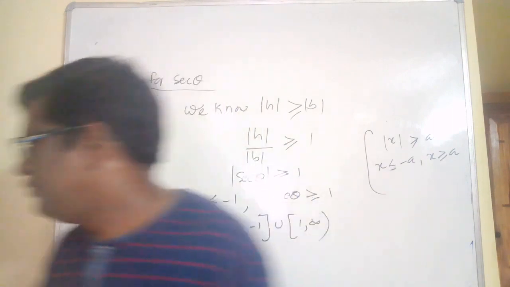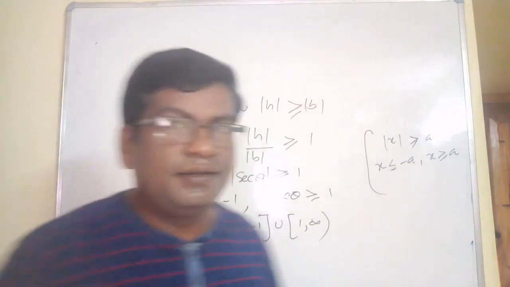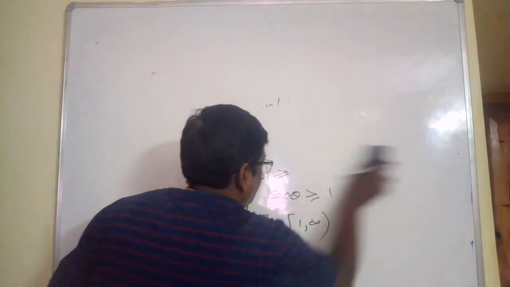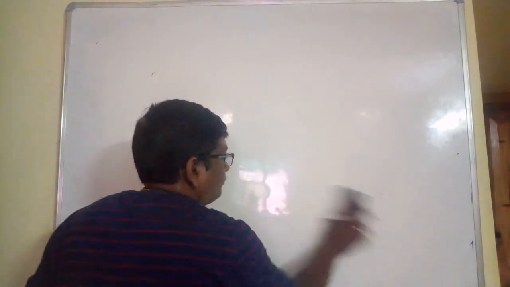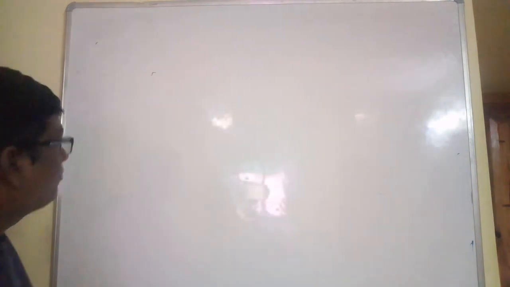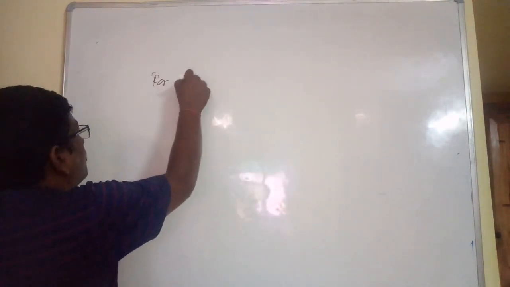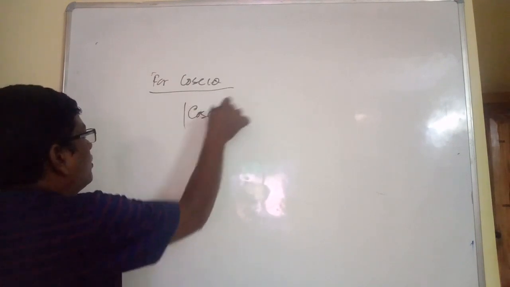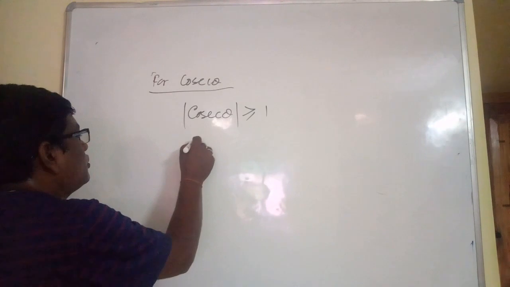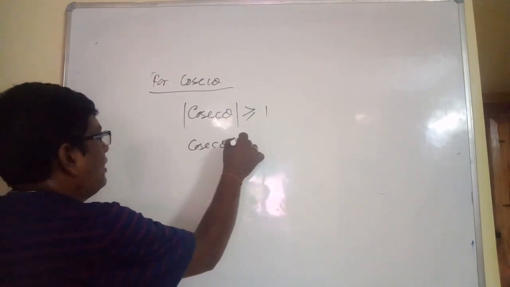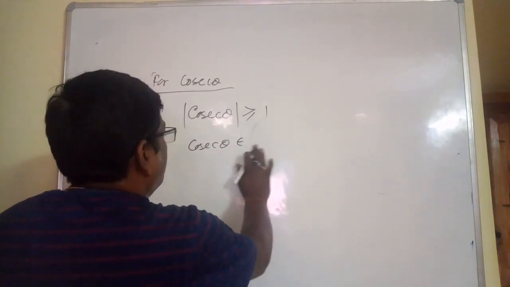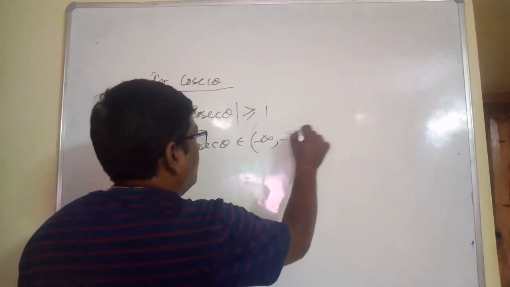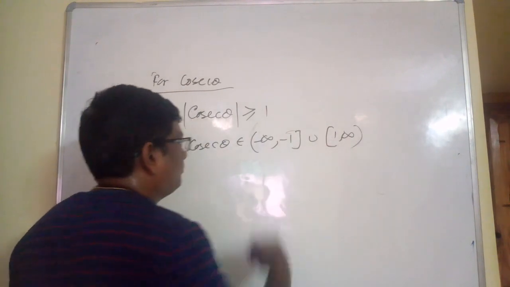Again, for cosec theta, same concept here. Mod of cosec theta is greater than or equal to 1. So cosec theta lies in the interval minus infinity to minus 1, union 1 to infinity. Clear?